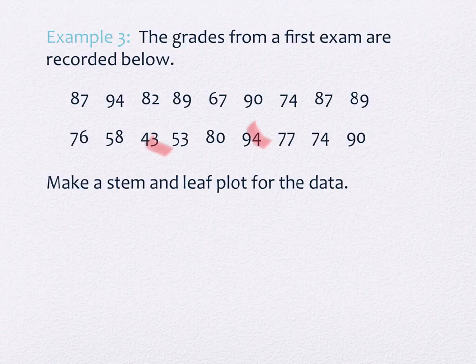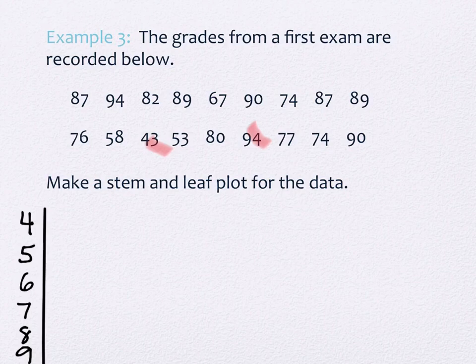So what that tells us is that when we're creating our stems and leaves, the stems are the tens digit. The smallest tens digit was a 4. So I'm going to start on the left-hand side with the 4, and I'm not going to skip anything: 5, 6, 7, 8, and 9. And if you don't want to do it that way, you can start with 9 and go down to 4. It doesn't matter whether you start with the smallest and go to the biggest or biggest to smallest. I've seen it done both ways.